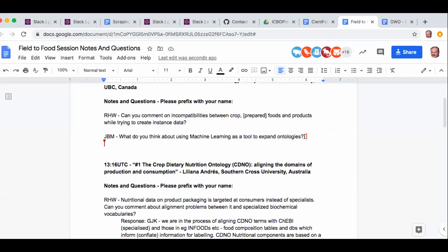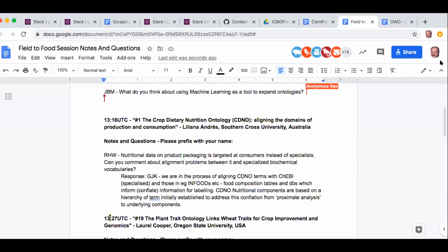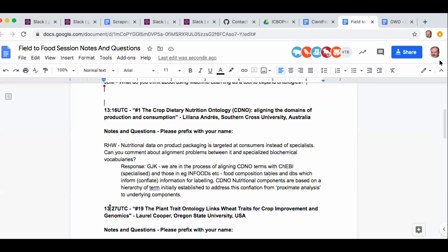So that's all I have to say. So it is possible, but it is a growing field, and human evaluation is still necessary. Do we have anyone else on the call who's been experimenting with machine learning and ontology and data sets?